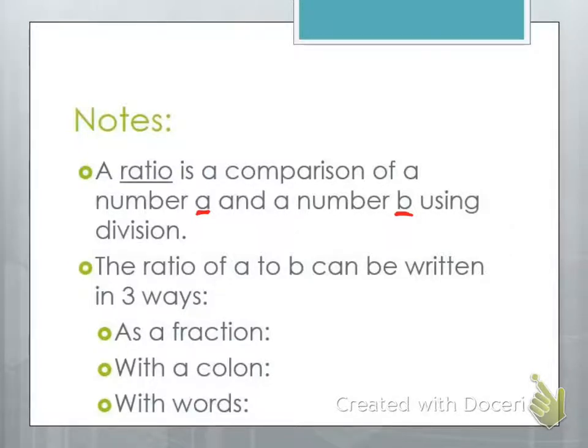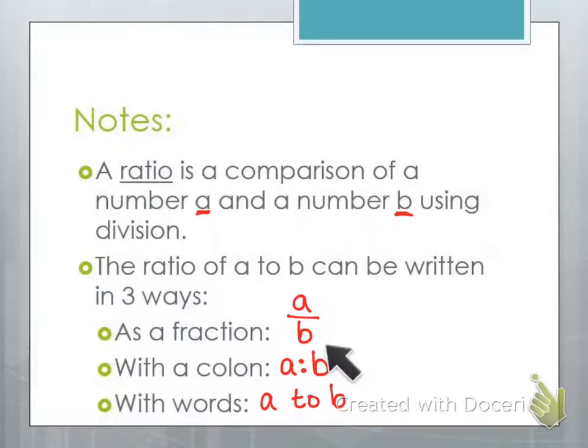The first way is as a fraction. It would look like A over B with a fraction bar. The second way is with a colon, A colon B. And the third way is with words, to just write out A to B. Usually when we write ratios, we tend to prefer fractions, but any of these ways are correct.